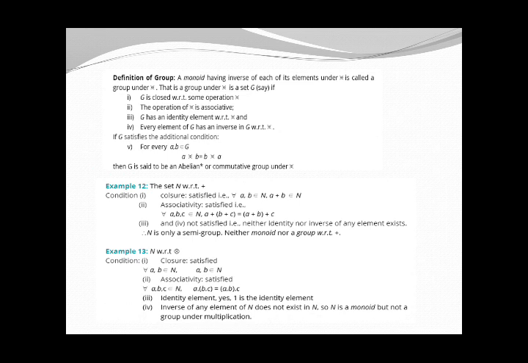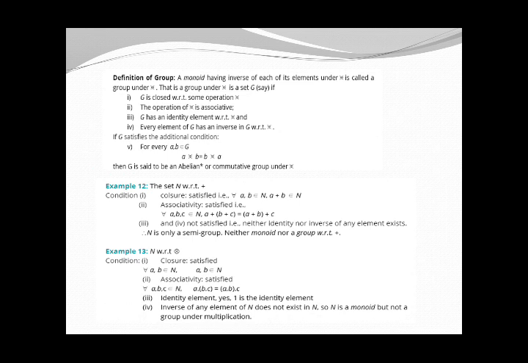Now, the definition of group. Now we have four properties. First one is groupoid or closed. Next is associative or semigroup. Third is identity or monoid. And the fourth one is inverse. If a set satisfies these four properties, then it is called a group. And if a set satisfies another property, the commutative property, the fifth one, then it is called an abelian group.